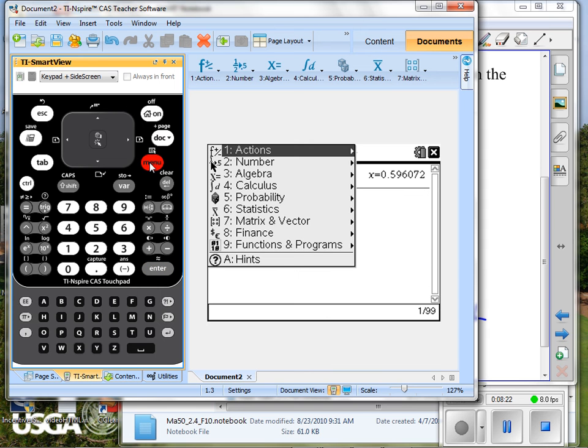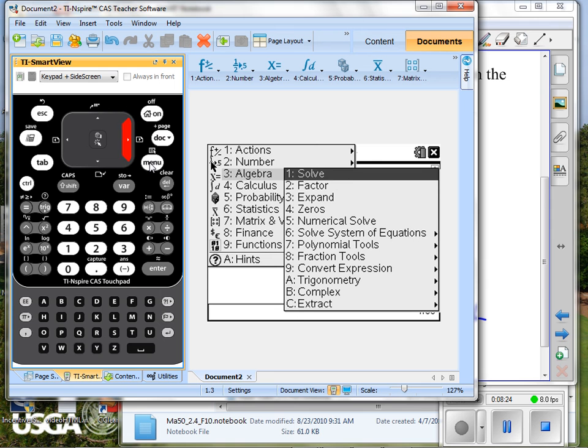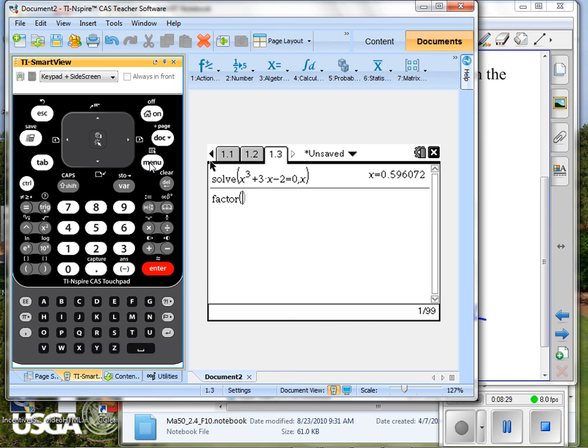Go to Menu, go down to Algebra, go down to Factor. Let's say you're going to factor this. So you're going to factor, I'm going to just type it in again, x cubed plus 3x minus 2. Do I put equals?